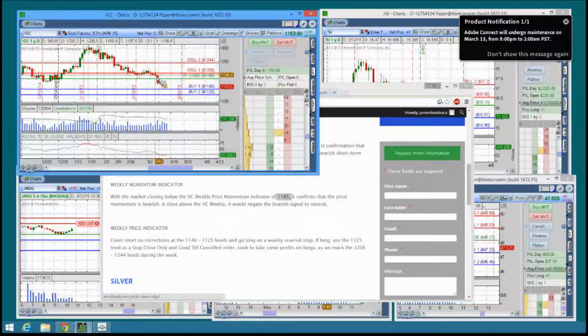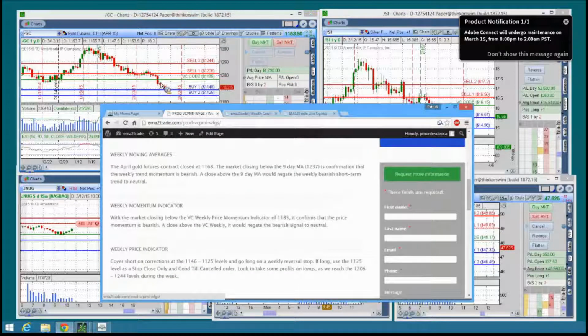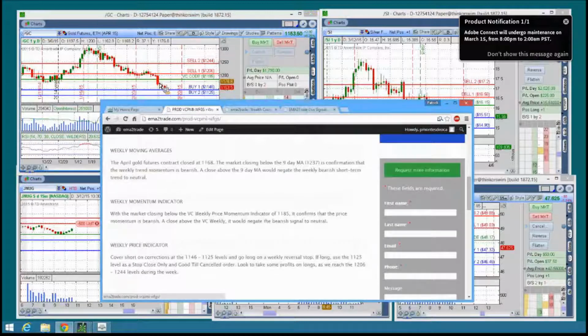And let's follow the algorithm. The market on the 6th, basically right here, closed at 1168, and it told you that because it closed below the VC code of 1185, which is the green line that you see, it's a bearish signal that targets the B1 and B2 levels that you see below. Yesterday, the low in gold was 1146.50, and it was close enough to activate a buy signal, which we did.